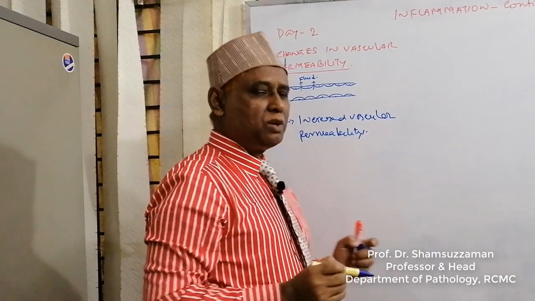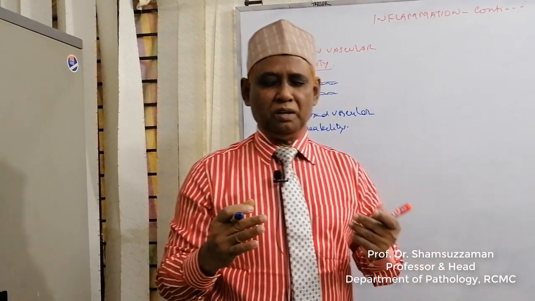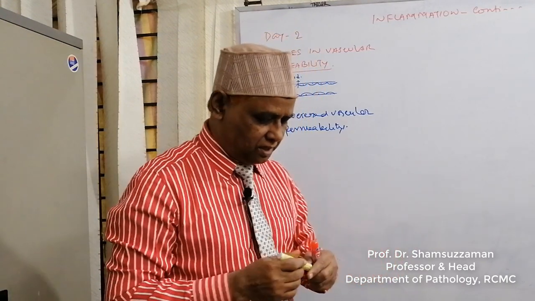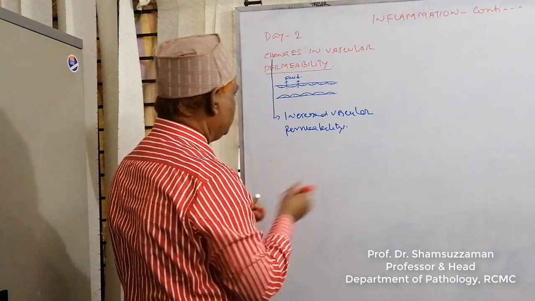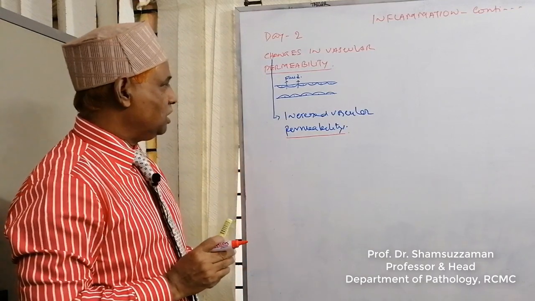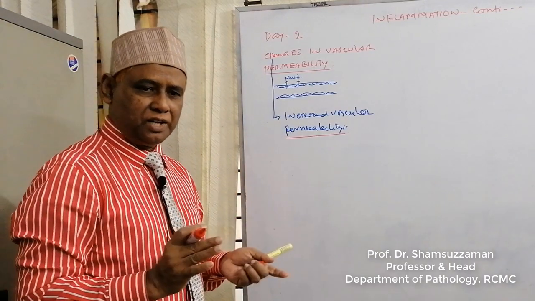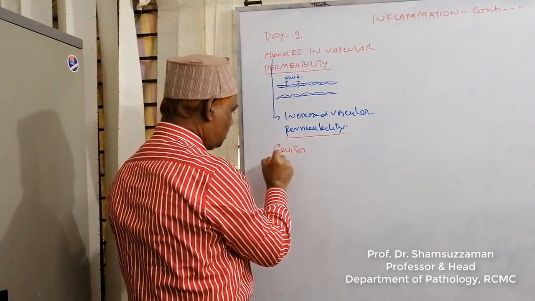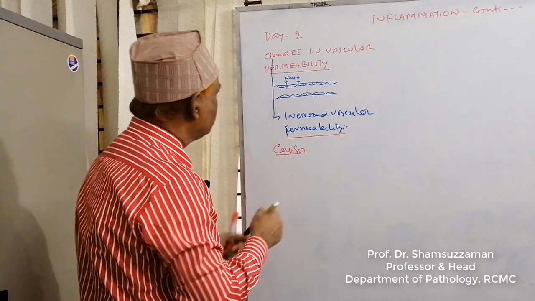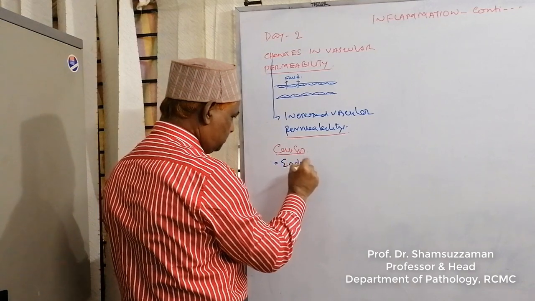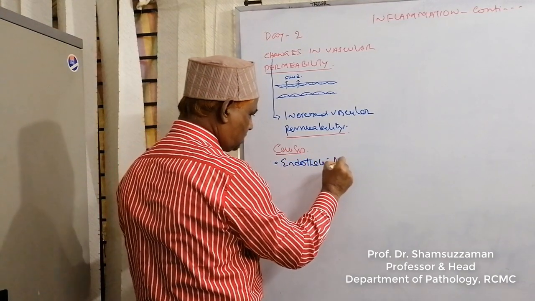So, in the normal physiological condition there was normal permeability of blood vessels. This normal permeability is changed to increased, that is, increased vascular permeability at the site of acute inflammation. Now, what are the causes of increased vascular permeability at the site of acute inflammation? The number one cause is endothelial contraction.